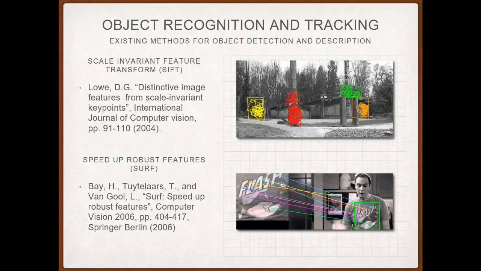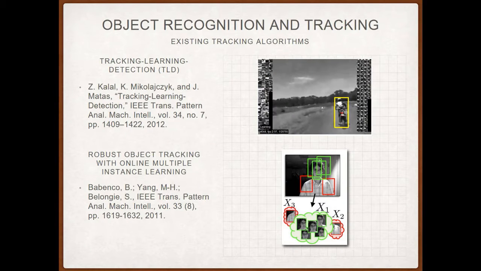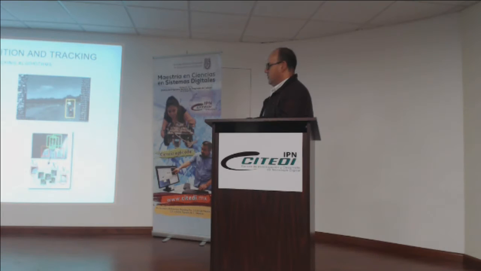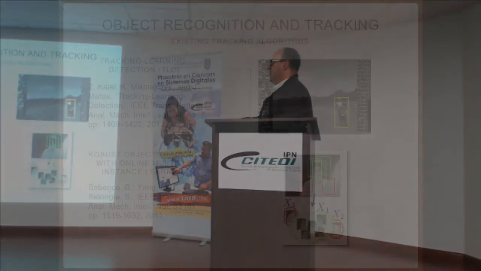Within the state of the art of this kind of techniques, there are many well-known techniques used for the detection and description of objects in the environment that the robot needs to detect and describe to perform a navigation task. For instance, the scale invariant feature transform or the speeded up robust features that detect and describe points of interest. Tracking-learning-detection is also known as the predator algorithm. This is very well known. And others, for instance, the robust object tracking with online multiple instance learning.